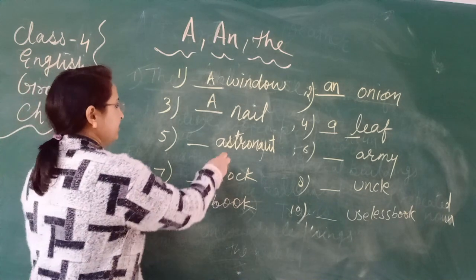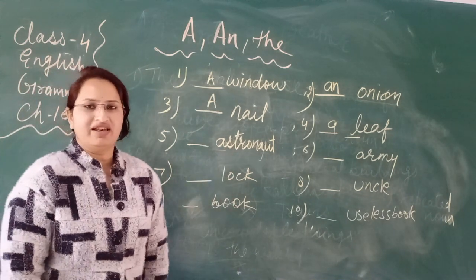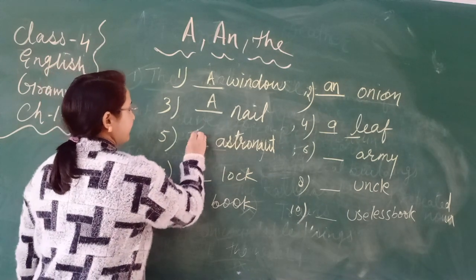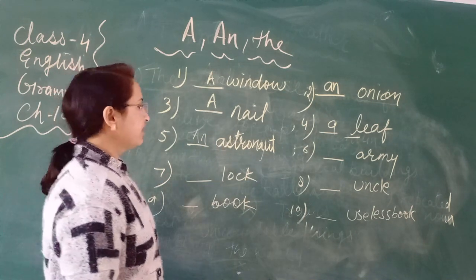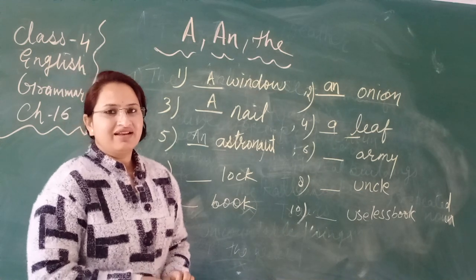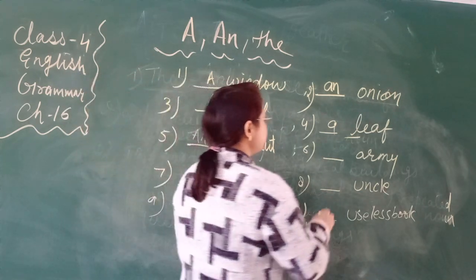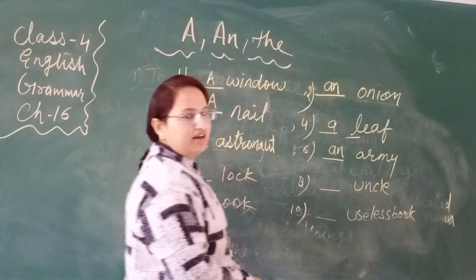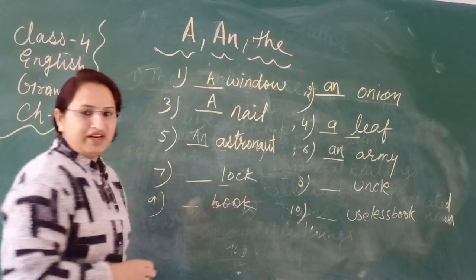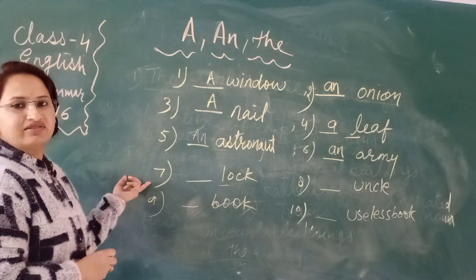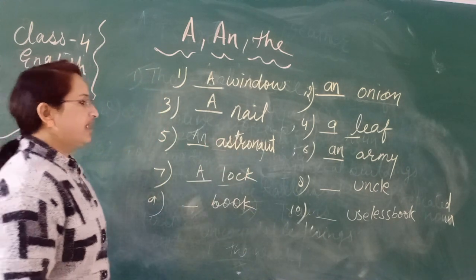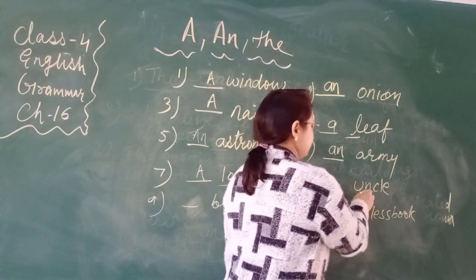Astronaut. A is vowel, and before vowel what we have to use? We have to use article an. Okay. Next is army. Again it is starting with A, and A is vowel. That's why what we have to use? An army. Next is lock. L is consonant, and before consonant what we are going to use? Article a. Next is uncle. U.